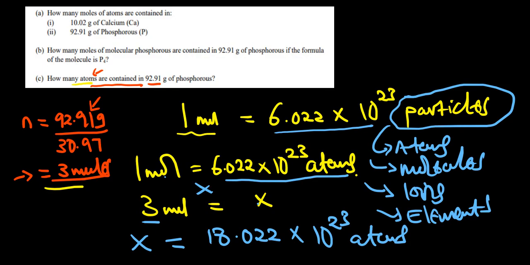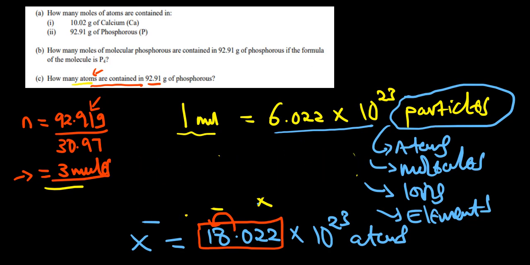When you are representing it in scientific notation, make sure that this number is greater than or equal to 1 and less than 10. So this 18 point something is greater than 10, so we have to move this decimal point 1 step to the left. So our final answer will be x is equal to 1.8022 multiplied by 10 to the power, since we moved 1 step to the left, we add 1 to the power, so this will be 24, and then atoms.